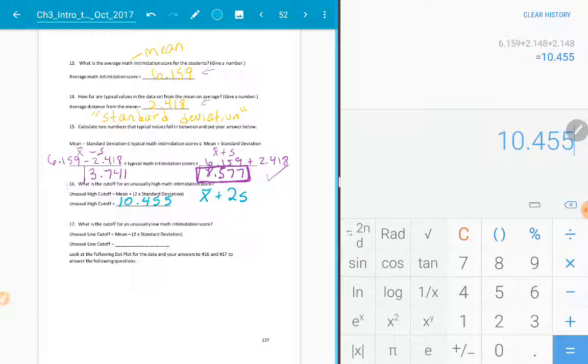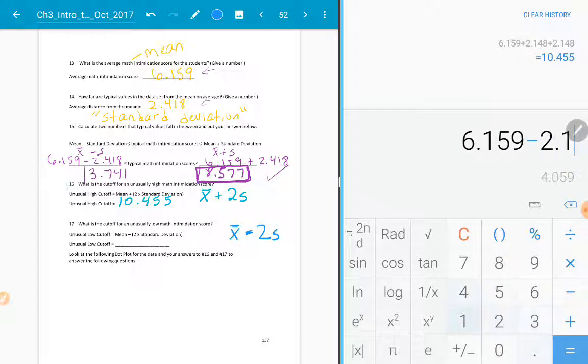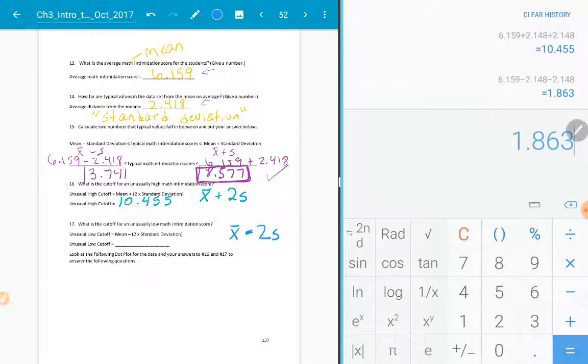And number 17 is very similar, except this time we're doing 2 standard deviations left of the mean, which means I'm going to subtract it now. So it's the same mean, 6.159, minus the standard deviation twice. And I get 1.863 for number 17.